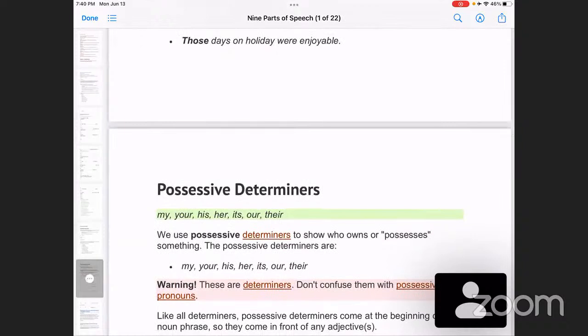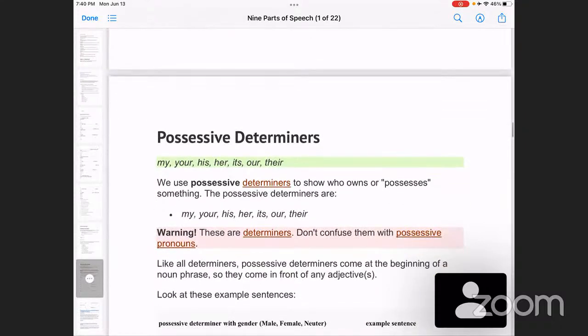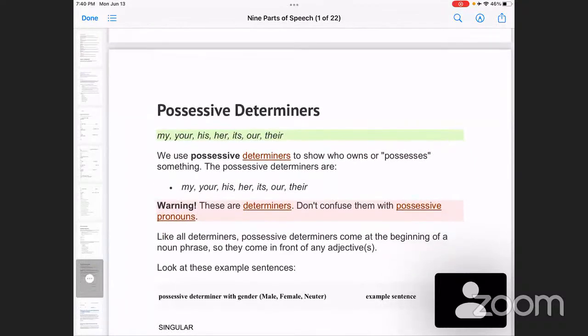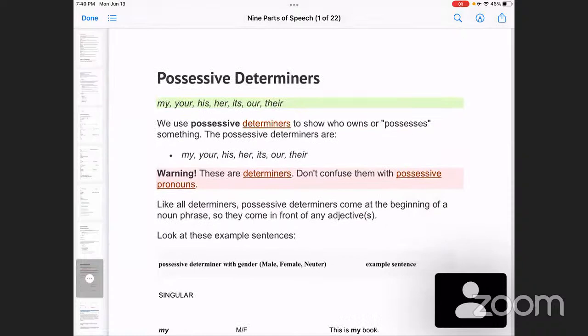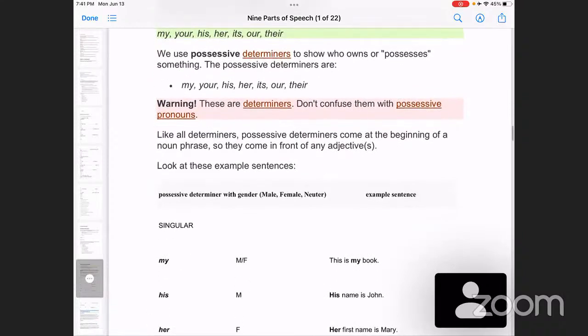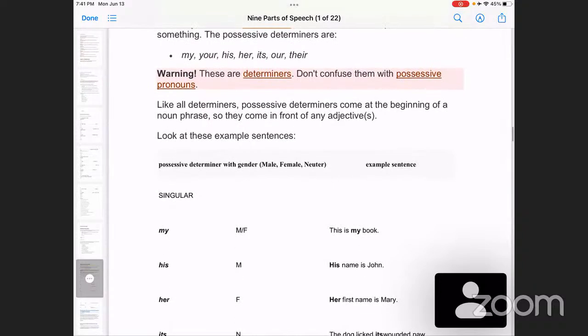Possessive determiners: my, your, his, her, its, our, their. We use possessive determiners to show who owns or possesses something. The possessive determiners are my, your, his, her, its, our, their. These are determiners. Don't confuse them with possessive pronouns. Like all determiners, possessive determiners come at the beginning of a noun phrase. So they come in front of any adjective. Look at these example sentences.